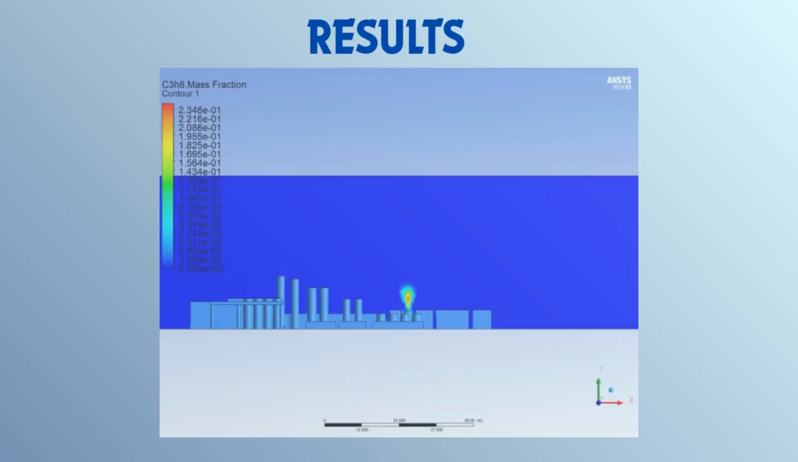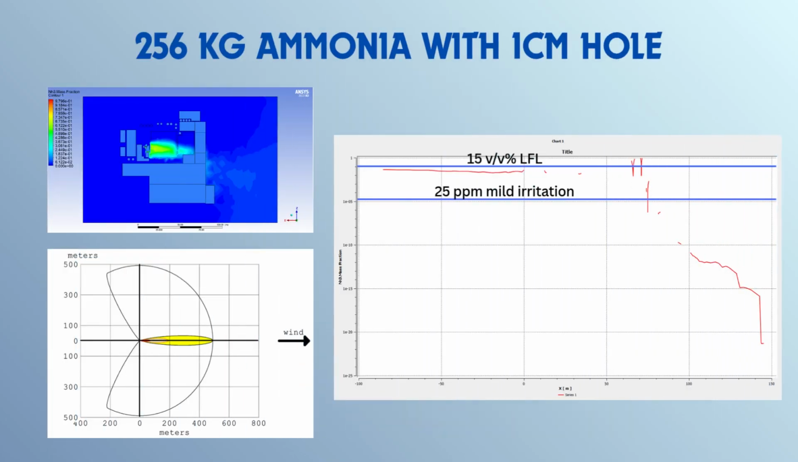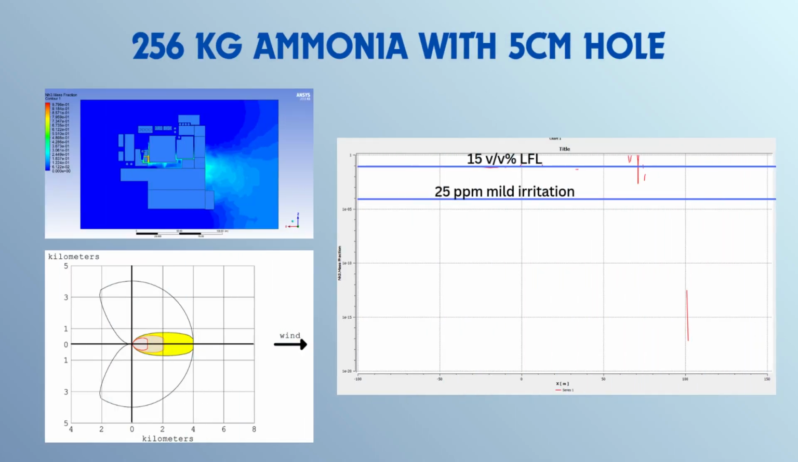Let's go through the results of this project. For each instance, let's study the ALOHA results: horizontal spread at 2 meters height from the ground, and the mass fraction of leaking gas along a line downstream of the wind direction for maximum spread. Here we can compare the ALOHA result, simulated spread and the concentration levels downstream of the wind for 256 kilograms of ammonia with a 5 centimeter hole.